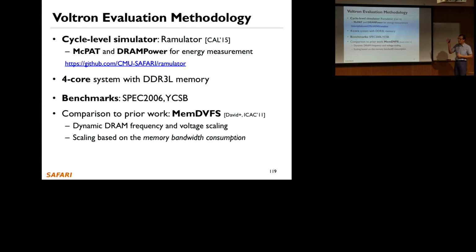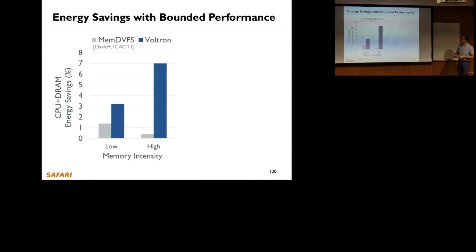So yeah, basically we use Ramulator again. And the source code of this is online also. And we compare to our prior work, MemDVFS, we call it, which does dynamic DRAM frequency and voltage scaling, and scales based on the memory bandwidth consumption. So it doesn't really look at the performance target like this. Okay, so this is basically what you get. This is the total energy savings in CPU and DRAM.